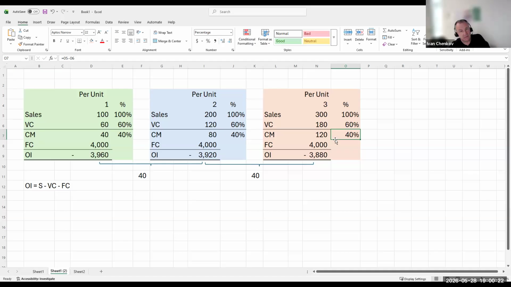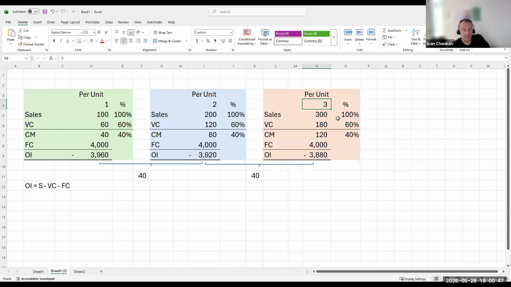Why is that? Because the only thing that drives sales and variable costs is the number of units. We're not changing the sales and variable costs. We're not changing the proportion of our variable cost compared to the sale. We're not changing the proportion of contribution margin compared to sales. We're just adding new numbers. So we're just changing the activity.